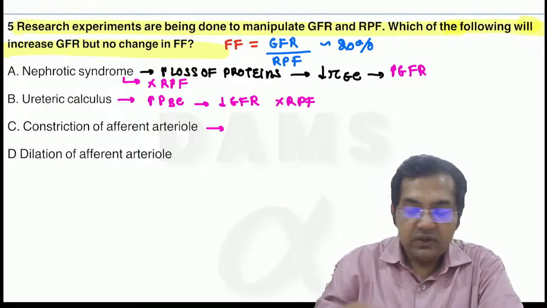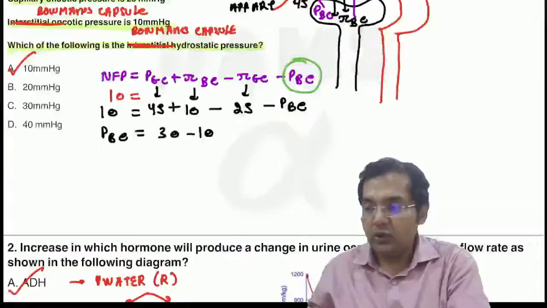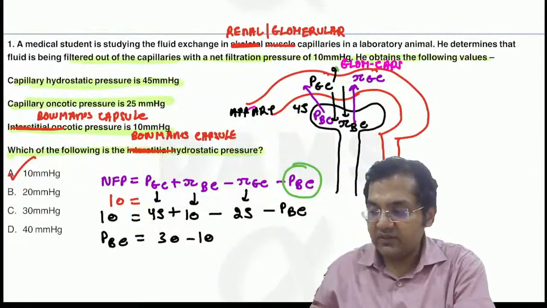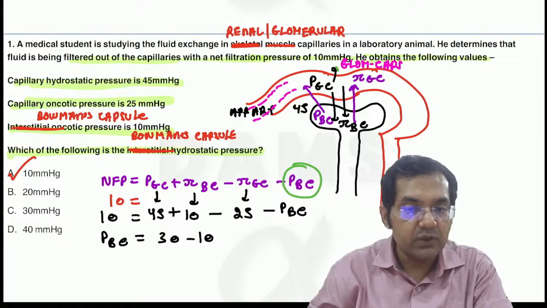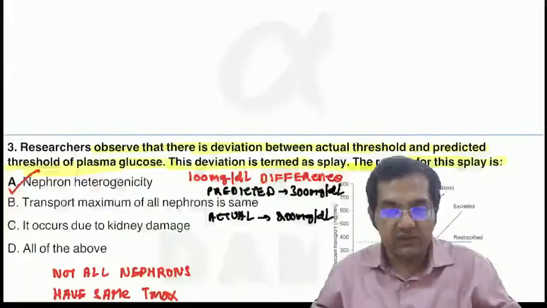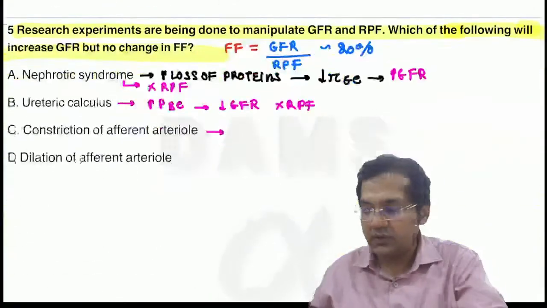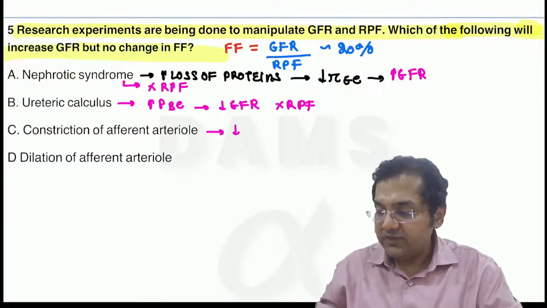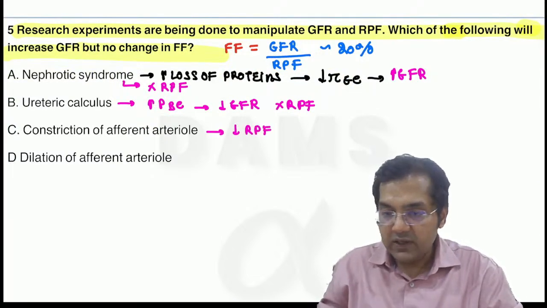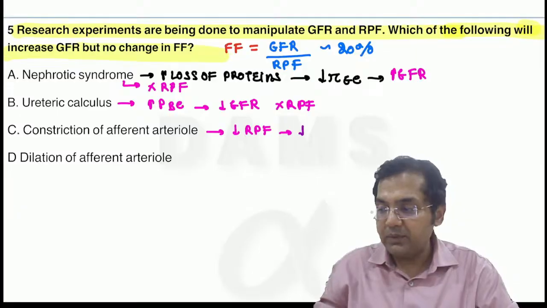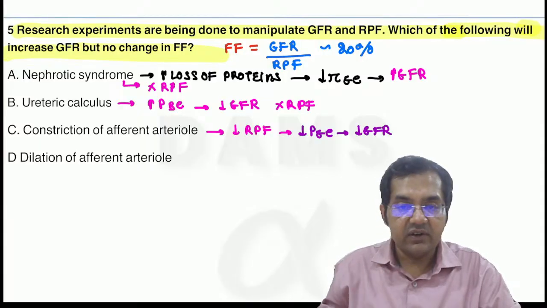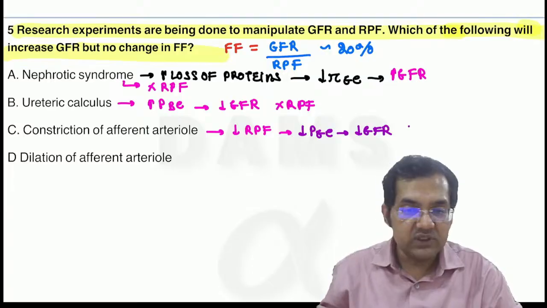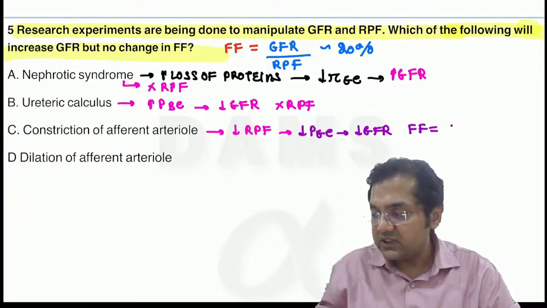Constriction of the afferent arteriole. If you go back to the first picture which I discussed, if this arteriole is constricted, can you tell me what will happen to the renal plasma flow into glomerular capillaries? This will reduce. So if there is constriction of the afferent arteriole, there is less renal plasma flow into the glomerular capillaries, resulting in decrease in hydrostatic pressure, resulting in decrease in GFR. Again, remember, less renal plasma flow, GFR is also decreased. The filtration fraction will remain the same.